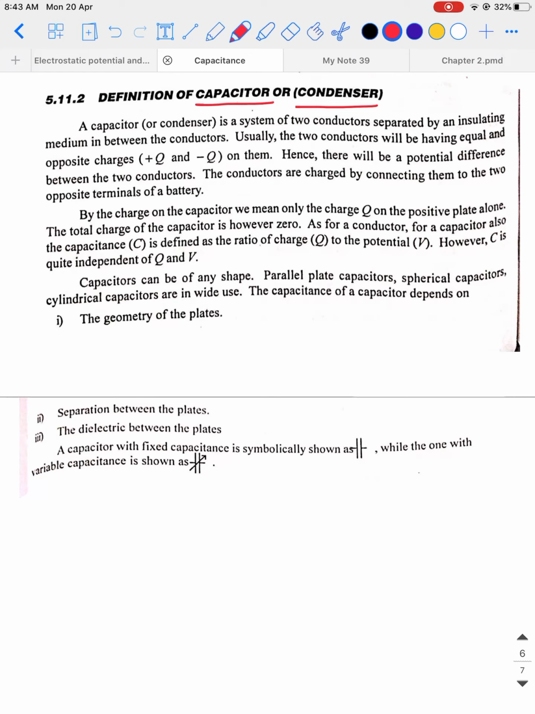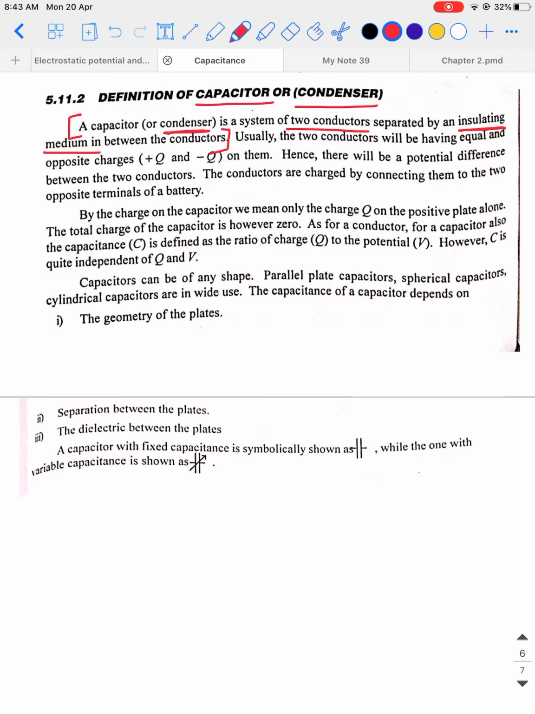Let's see what it is. A capacitor is also known as a condenser. So capacitor is nothing but a system of two conductors. You take two conductors and you separate them by an insulating medium in between them. Means if two conductors are separated by a dielectric medium in between them, then that type of combination is what is called a capacitor.